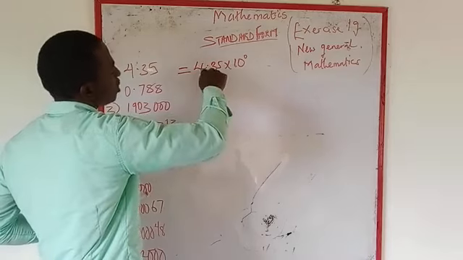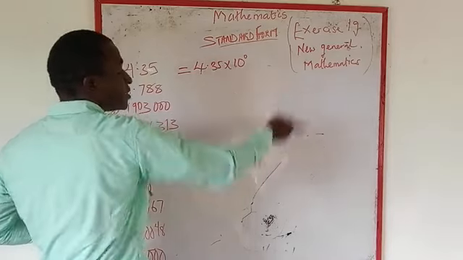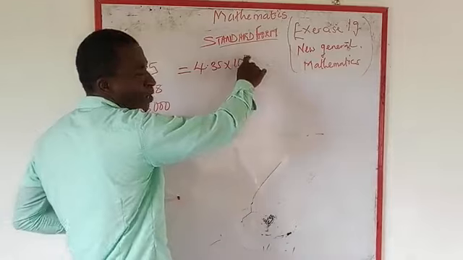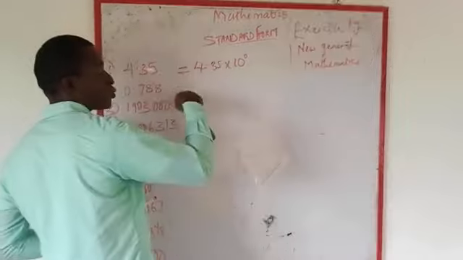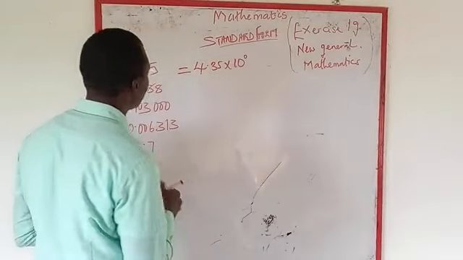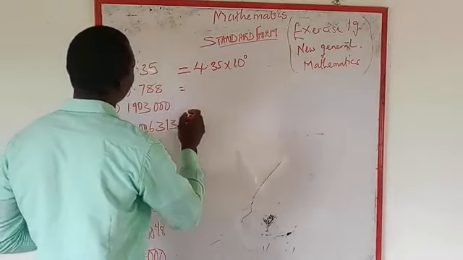If I change this point to this place, since I'm counting this way, then my power of 10 will start decreasing to what? Minus. But if I'm counting this way, to start what? Increasing. Don't forget that. We've talked about that before.